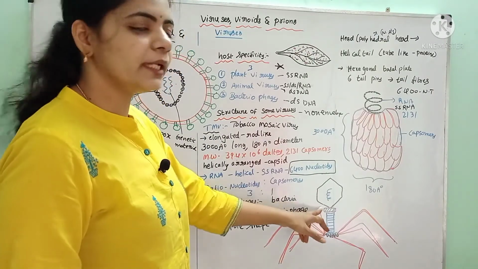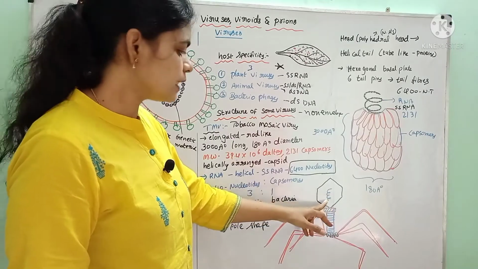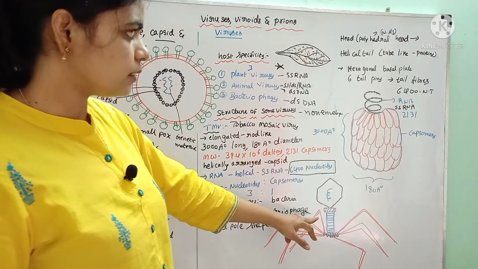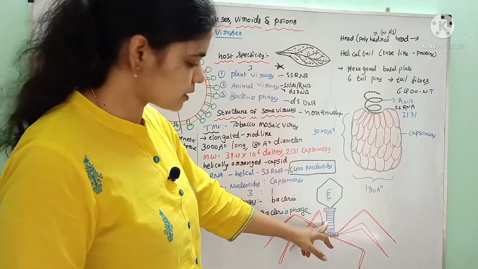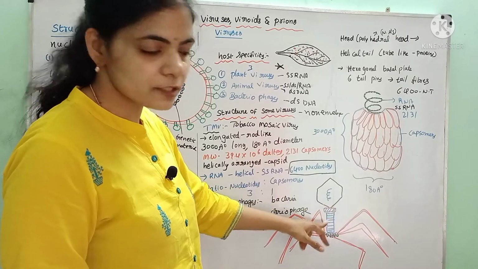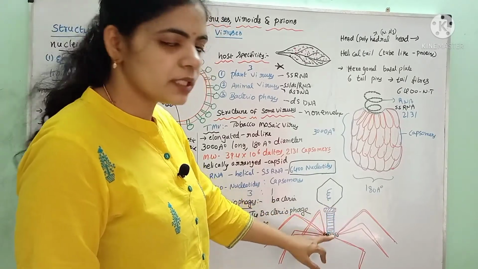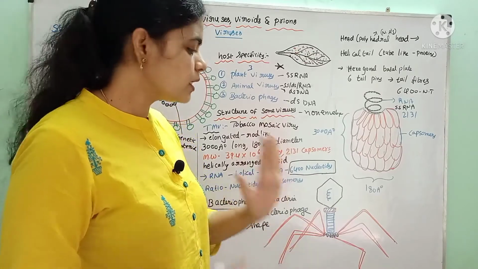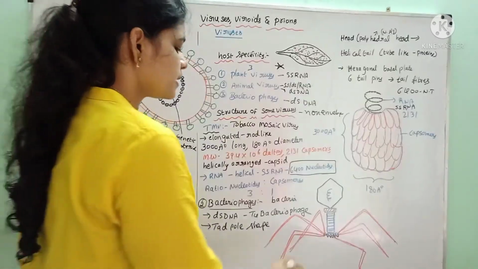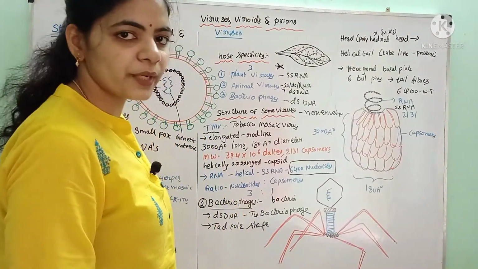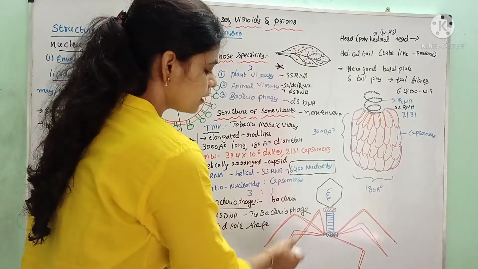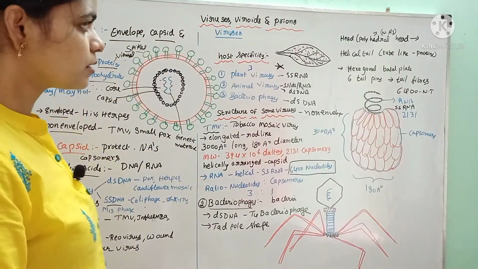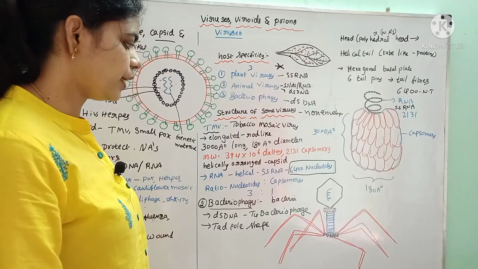Okay, inside the polyhedral head what is present? DNA is present. This tube-like structure is called the helical tail. These two are joined by means of a collar, and below this tail there is a basal plate. The basal plate consists of 6 tail pins, and 6 tail fibers originate from this basal plate. This is the structure of the bacteriophage.